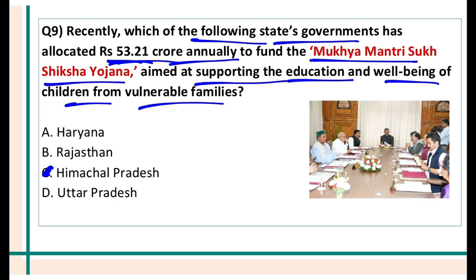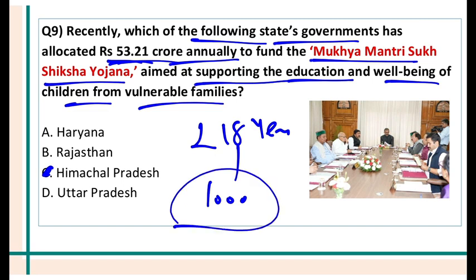So their children, these are the vulnerable families: widows, destitute women, poor women, divorced women, and disabled parents. Under this scheme, children who are less than 18 years of age, from these eligible families which I just told you, get a monthly grant of 1000 rupees from the government to cover educational, health, and nutritional expenses. So 1000 rupees is given, right? And those beneficiaries who are taking benefit of the scheme, their annual family income should not be more than 1 lakh rupees per annum. Only then you are eligible.